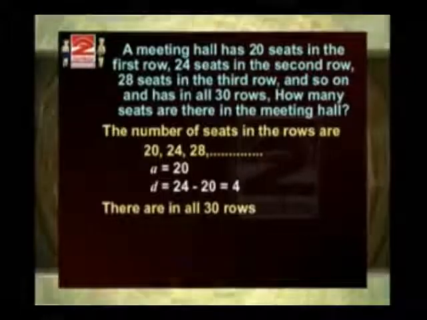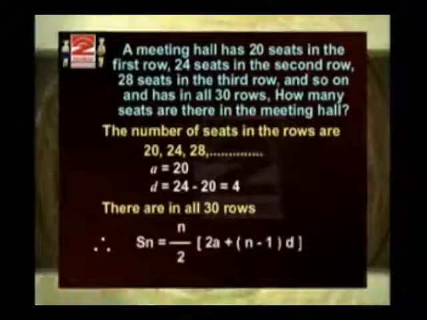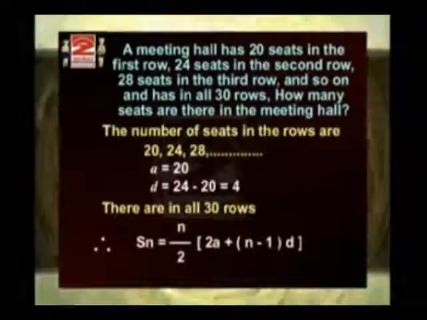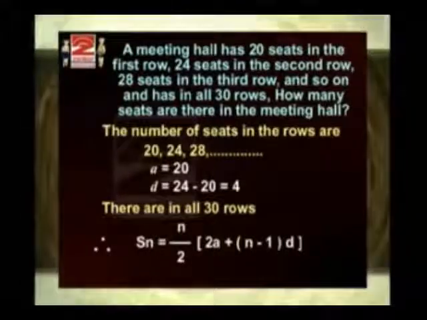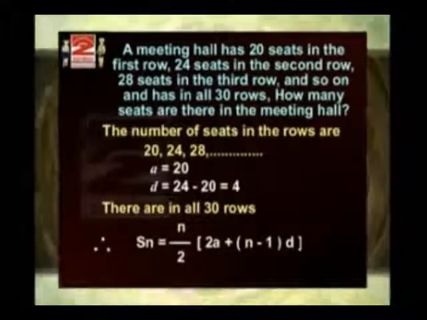There are in all 30 rows, therefore Sn is equal to n upon 2 into bracket 2A plus n minus 1 into D. So S30 is equal to 30 upon 2 into bracket 2 into 20 plus 30 minus 1 into 4.